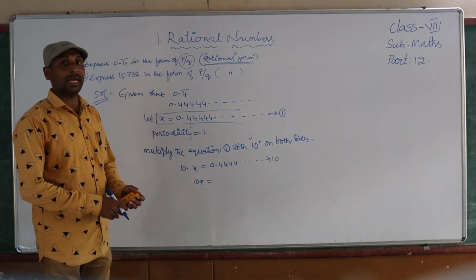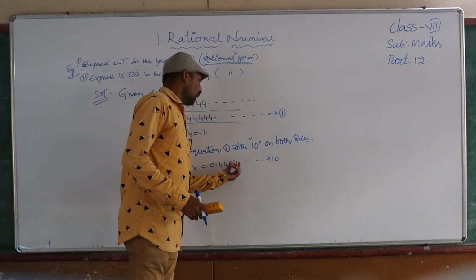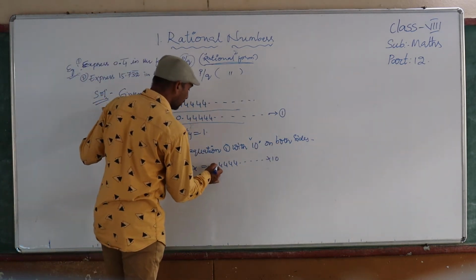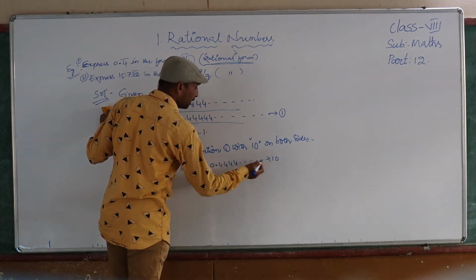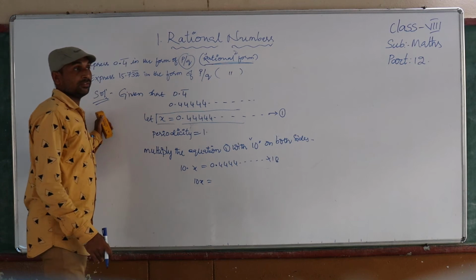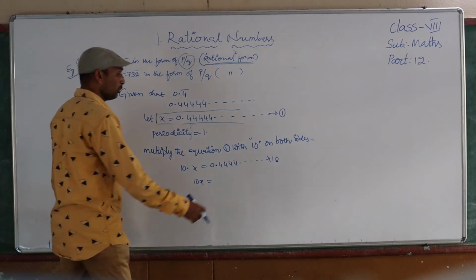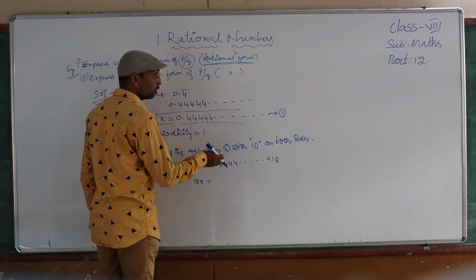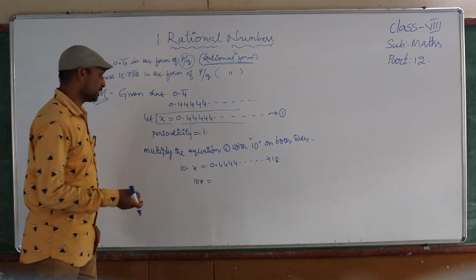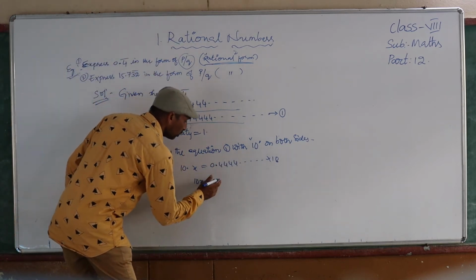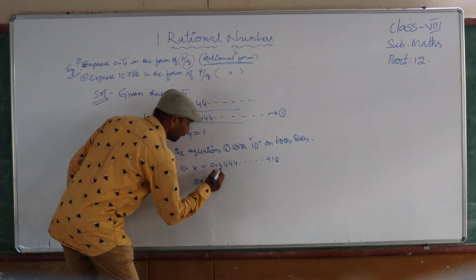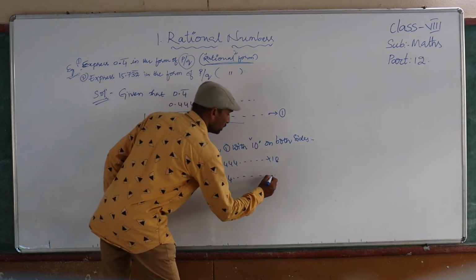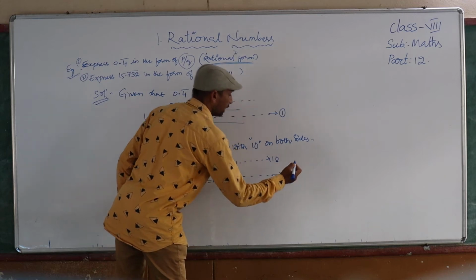When we multiply decimal numbers with 10, 100, 1000, the decimal point moves to the right as many places as there are zeros. We discussed this in the previous classes. Here there is only 1 zero, so the decimal point moves 1 digit. So the decimal point comes here: 4.444 and so on. Take this as the second equation.